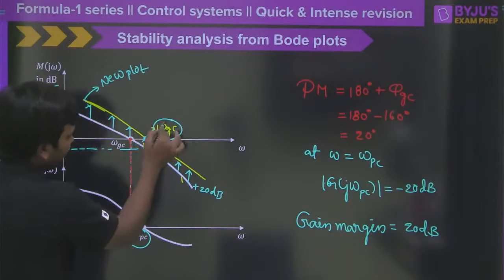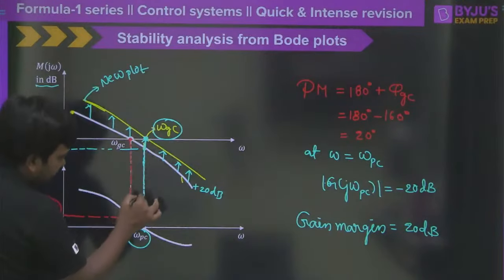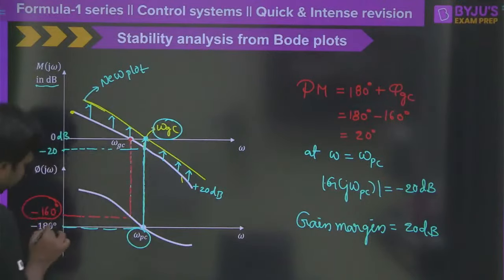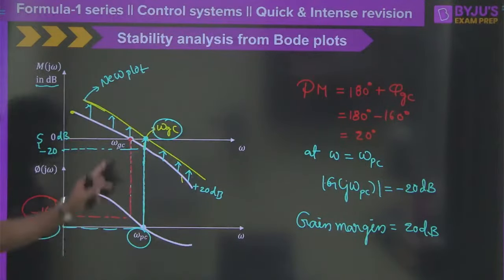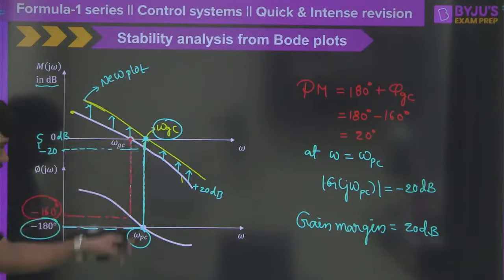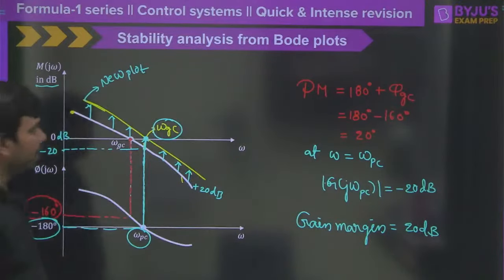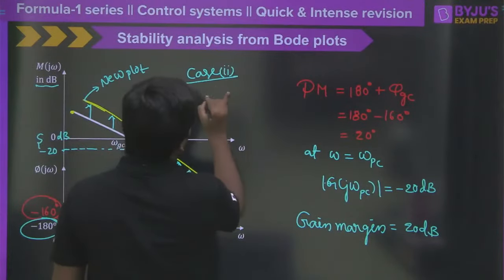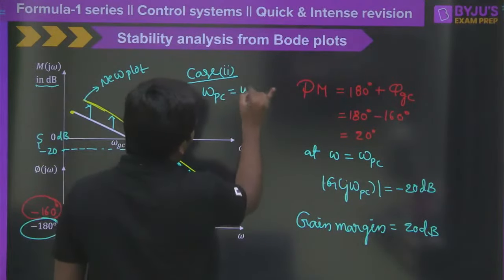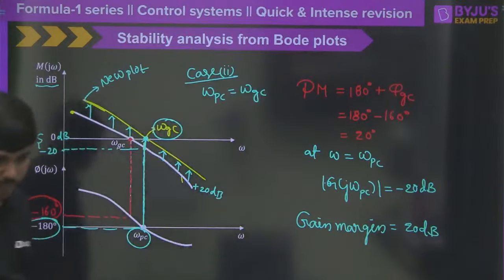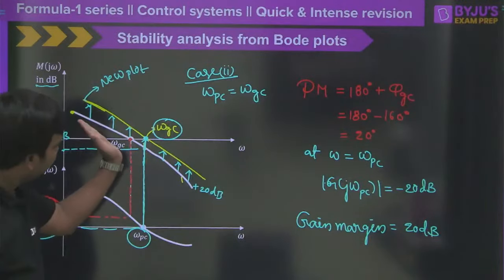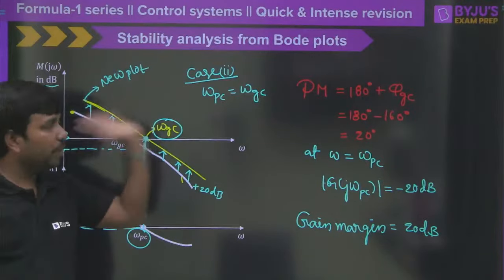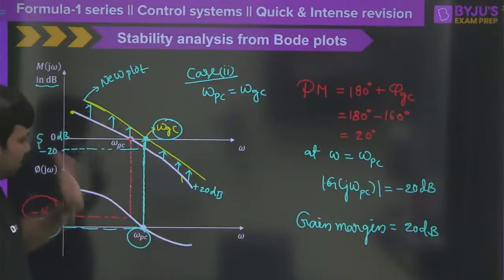Now look at that. At omega GC, if you draw a line here, it will cut at omega PC only. Now if you look at this point, it is minus 180 degrees. Correct? Now in the second case, case 2, omega PC is equal to omega GC. Both are the same. That means when I added the gain to this one, it shifted to this, and now we know that omega PC is equal to omega GC, and gain margin and phase margin both will be 0.